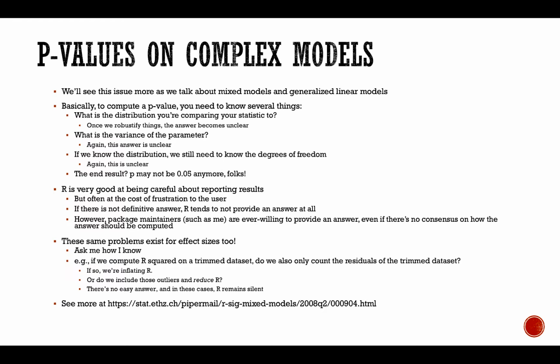All right, so p-values on complex models. So we'll see this issue when we talk more about mixed models and generalized linear models. So basically, to compute a p-value, you need to know several things. You need to know what the distribution is that you're comparing it to. Well, once we robustify things, that distribution becomes unclear. We need to know the variance of the parameter. Again, once you start messing with things, this becomes unclear. And let's say we do know the distribution, we still need to know the degrees of freedom. Again, this becomes unclear. And the end result, the p-value may not be 0.05 anymore, people.